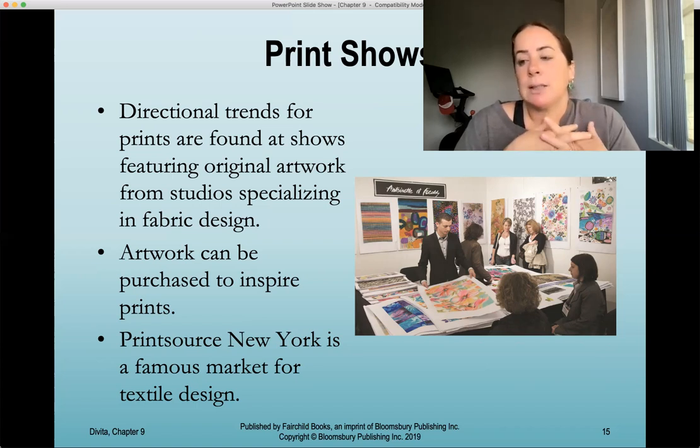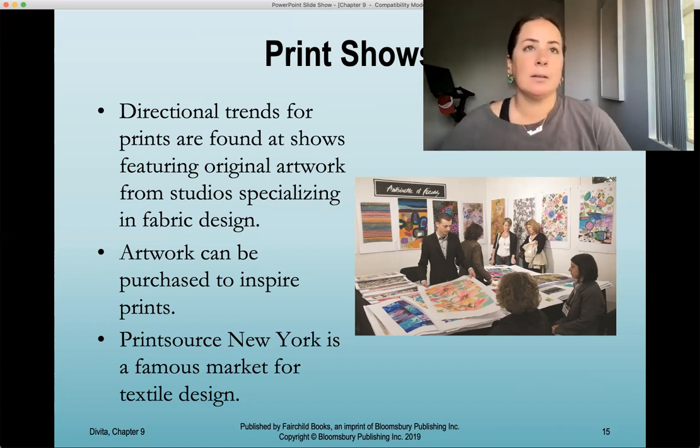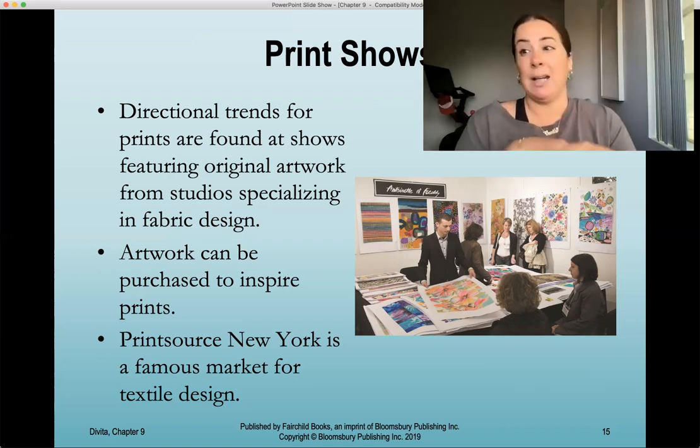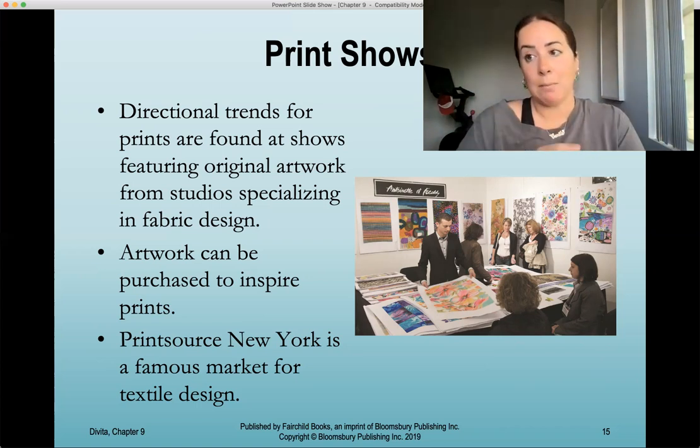Print Source New York is a famous market for textile design. So, when we think about Urban Outfitters and all the patterns that they have in their clothing, do they have an in-house artist that is specializing in fabric design, or are they purchasing already made artwork from artists and using that to inspire their prints?